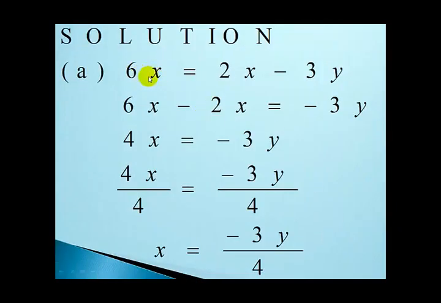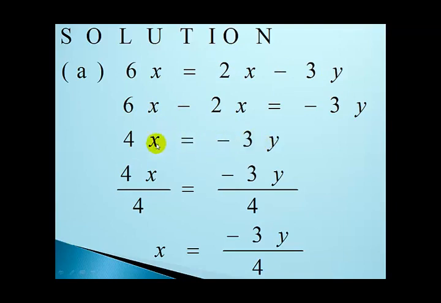Given 6x equals 2x minus 3y, take note that we are solving for x. We have an x term on the left hand side and we have an x term on the right hand side. So we group the x on one side. That means that 2x on the right hand side becomes minus 2x on the left hand side. And on the right hand side we have minus 3y. Now 6x minus 2x is equal to 4x.